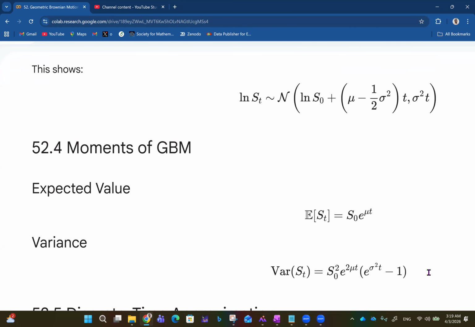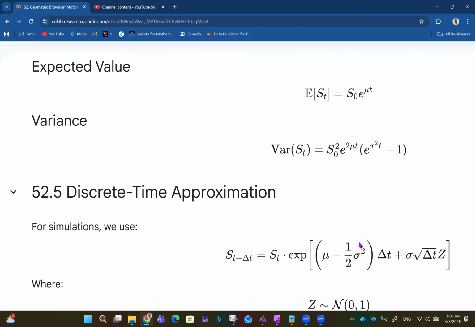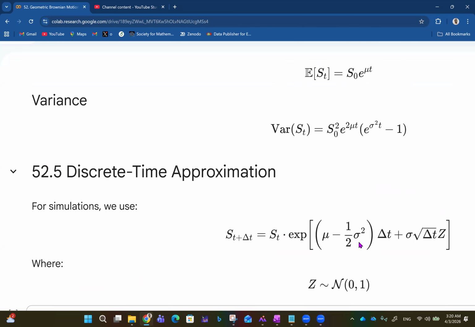Then talking about the moments of GBM, the expected value, being the first moment, is the expected value of S sub t, which is S naught e raised to power mu t. And then the variance of S sub t is S naught squared e raised to power 2 mu t, so it's more like squaring this, and then we have e raised to power sigma squared t minus 1. Of course, I can already imagine that to show this, it's going to be a kind of lengthy process. If you need me to show that for whatever reason, you can let me know so I can take the pain.